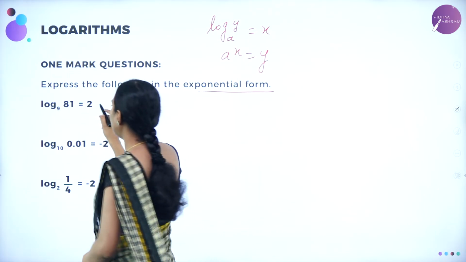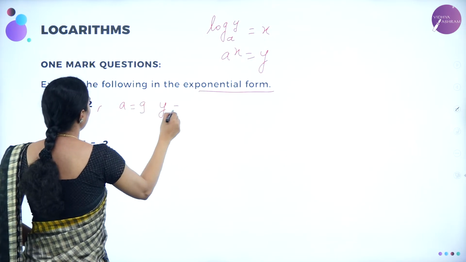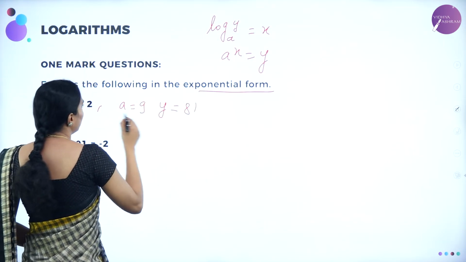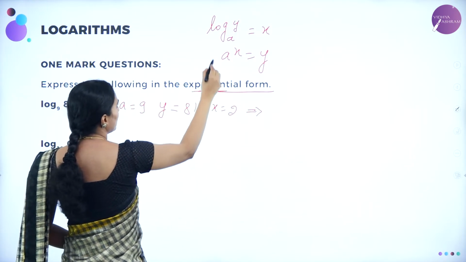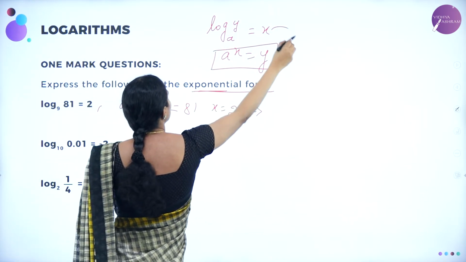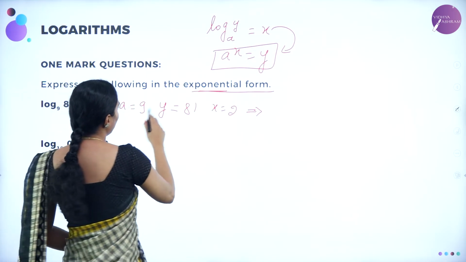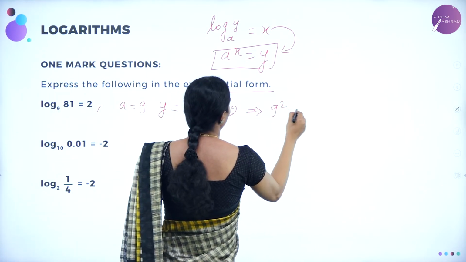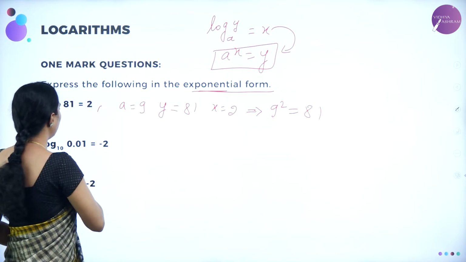Accordingly, you can compare this one. What value are you going to get? A is nothing but 9, y is nothing but 81, and x is nothing but 2. So therefore, according to the exponential form, this should be reduced to this form. Exponential, a power x, 9 squared. So 9 squared is nothing but 81. That's it.